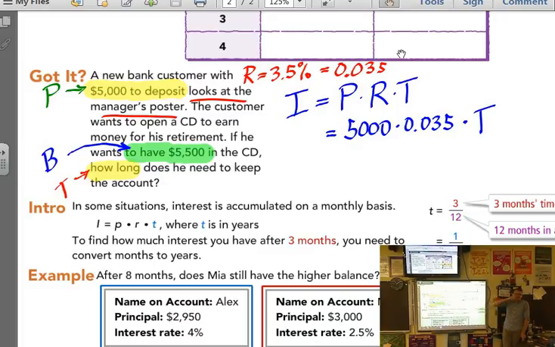Ooh, Shane? I know Justin knows. Do you know? How do we figure out how much interest he earned? Compare his final balance with his starting principal. What's the difference between them? That's how much he made. So he made, or he wants to make, $500.